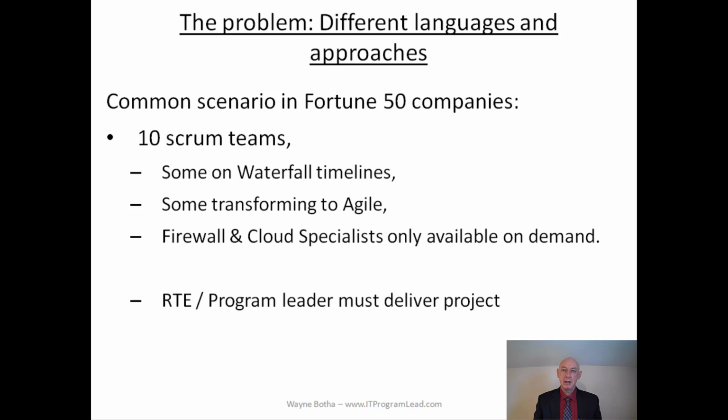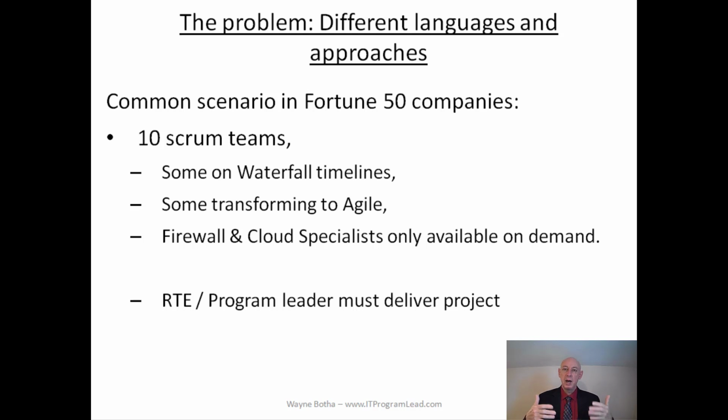A problem that many release train engineers and program leaders are dealing with right now is that Fortune 50 companies are in a transition phase between a purely waterfall methodology and a purely scaled agile methodology. And as a release train engineer with experience in Fortune 50 companies, there's a challenge in integrating those two methodologies. The problem is that you've got completely different language and terminology and approaches in waterfall and different languages and terminology in scaled agile.